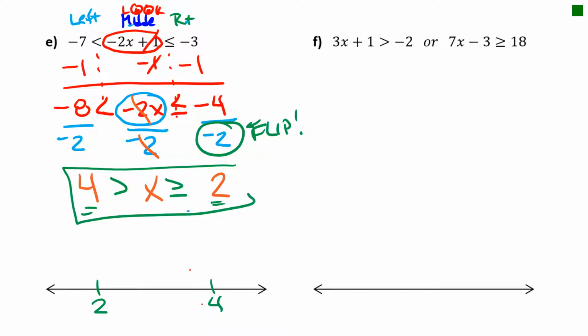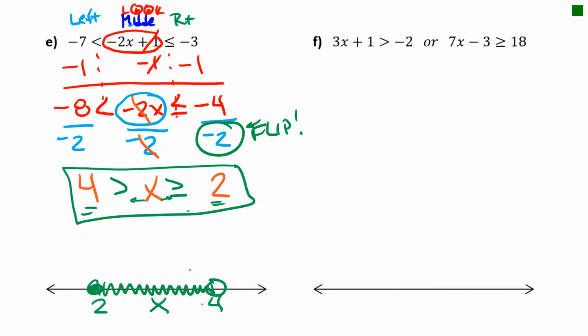Look at this. Do you see the x is trapped between the 4 and the 2? It tries to get out that way, it can't. It tries to get out that way, it can't. It is in the middle. So that's where I put my solution set. 4 is not included, 2 is.